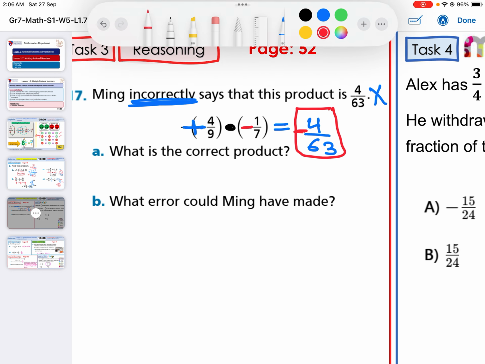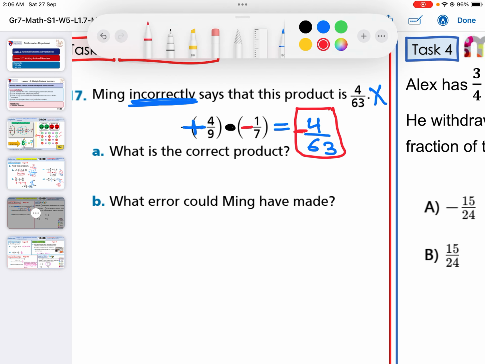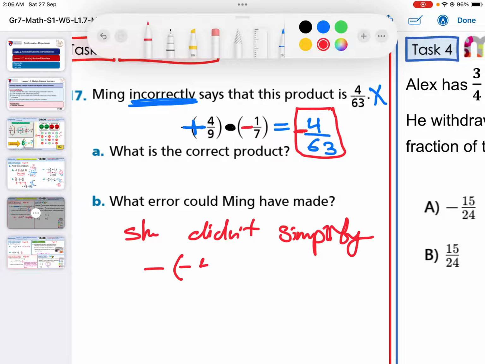Now, what error did she make? Obviously, she did not simplify negative 4/9 correctly. Where it's supposed to be positive 4/9. You can write the rest.